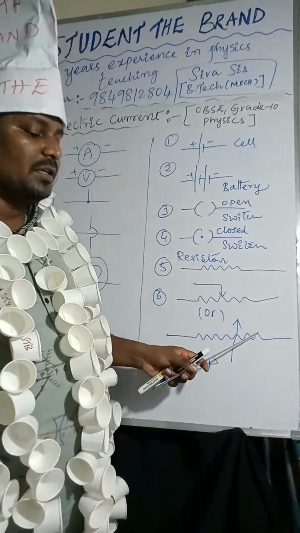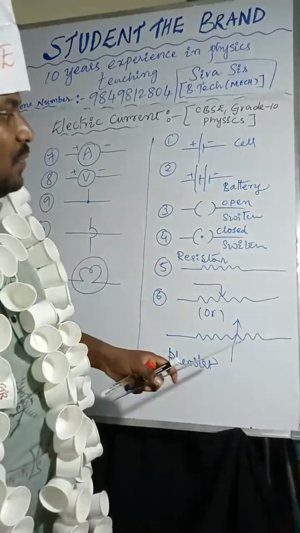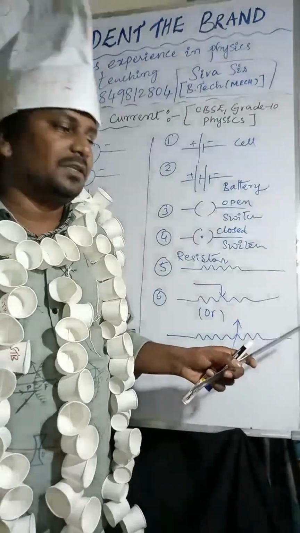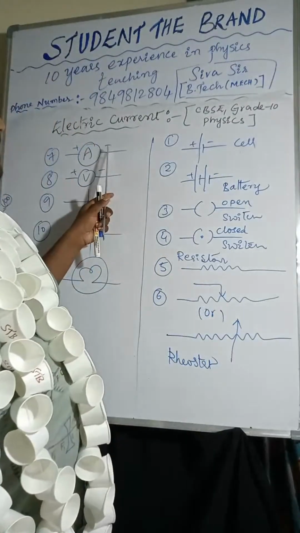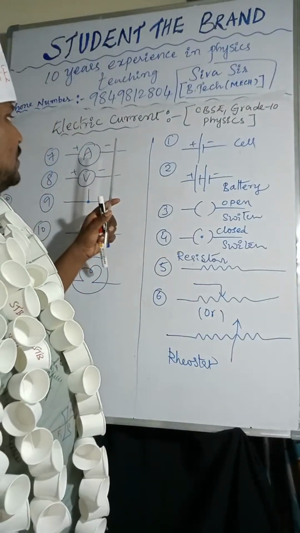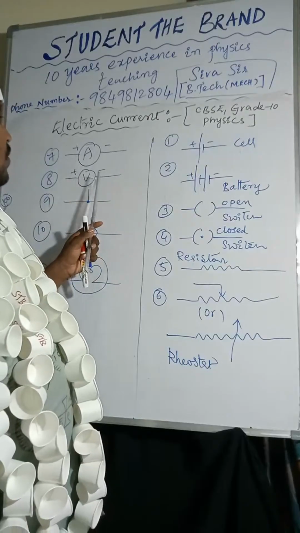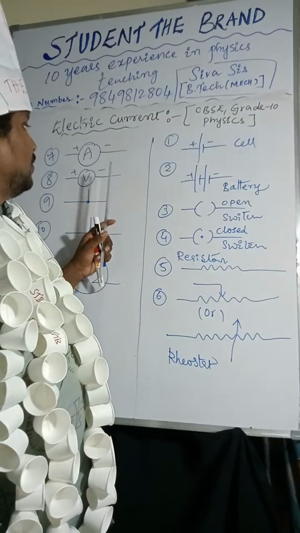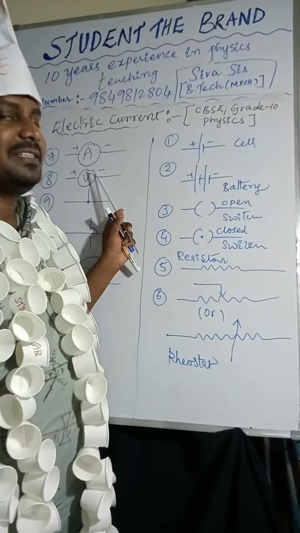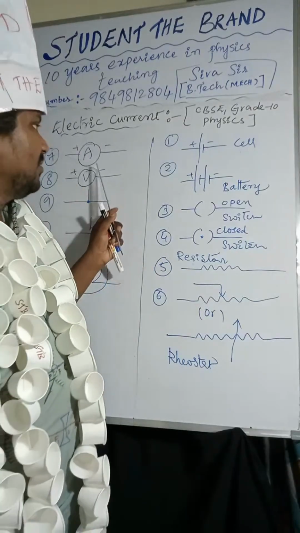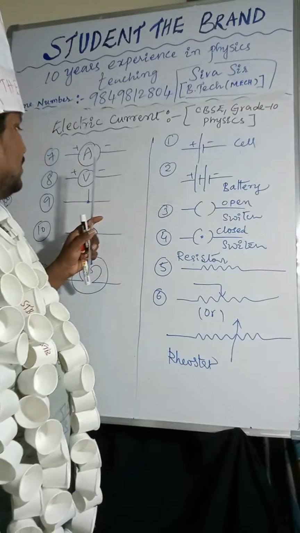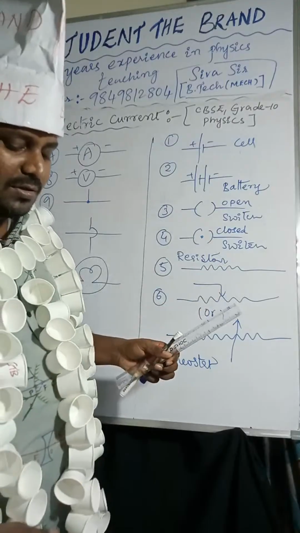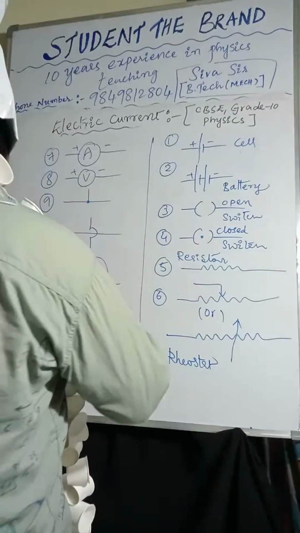Rheostat is a device which is used to regulate the current without changing the voltage source. Ammeter is a device which is used to measure the current, and it is connected in series in the circuit. Voltmeter is a device which is used to measure the potential difference, and it is connected in parallel to the circuit. Then wire joining, wire crossing, and bulb. So these are the electrical appliances.